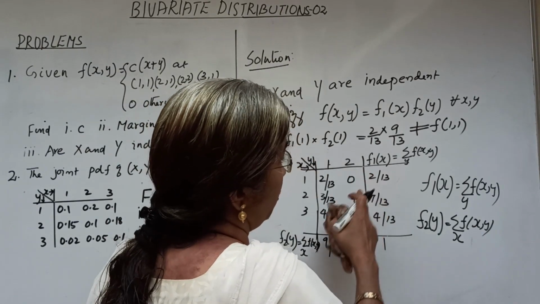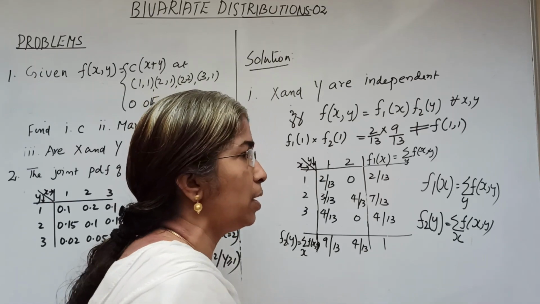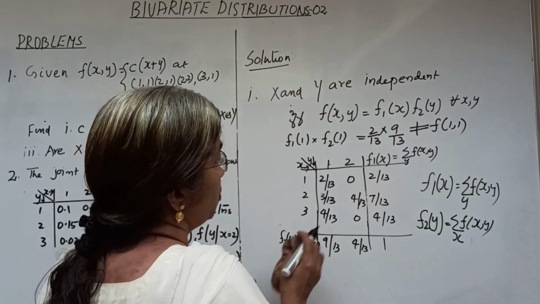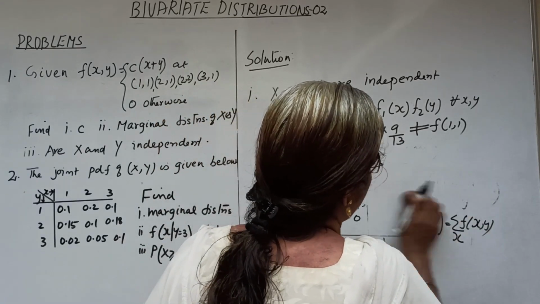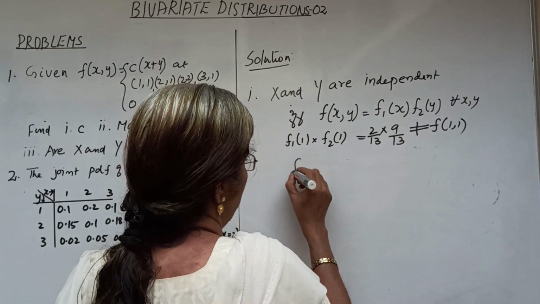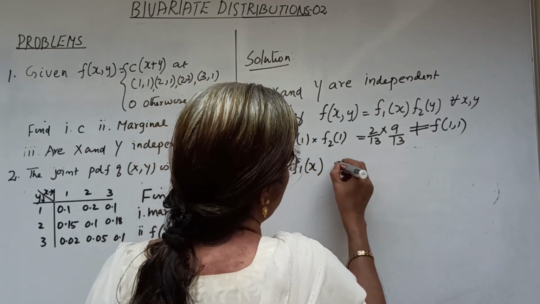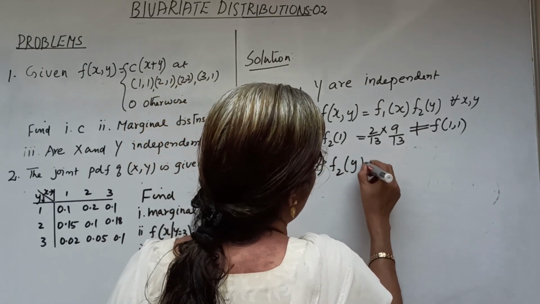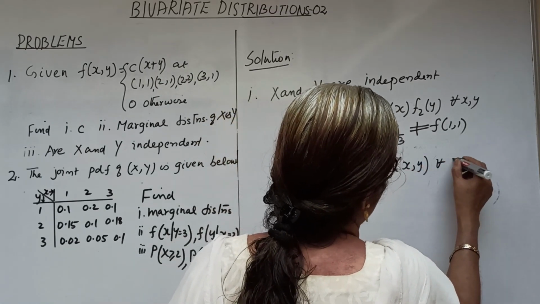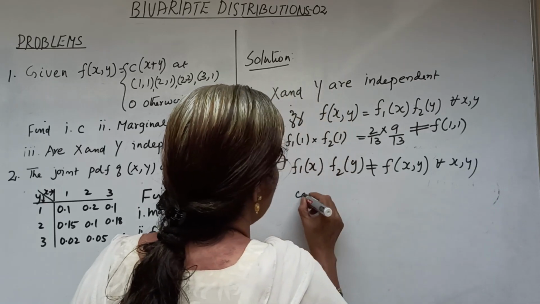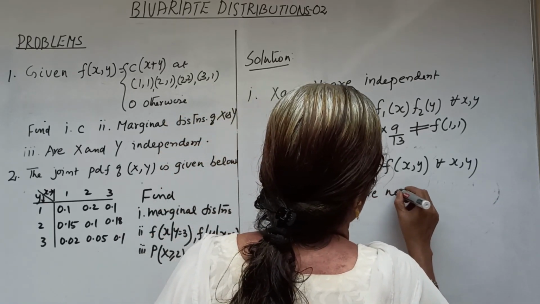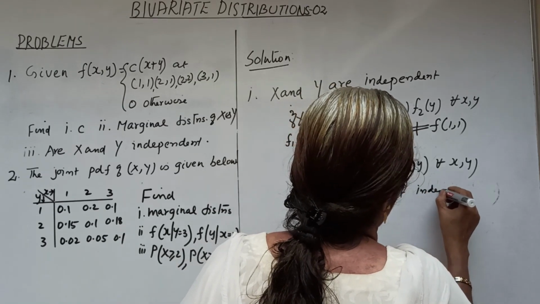That is, for one pair it does not hold, so it will not hold for all pairs. Okay, that is, x and y are not independent. Let me write: f(x,y) not equal to f1(x) into f2(y) for all x, y. That is, x and y are not independent.